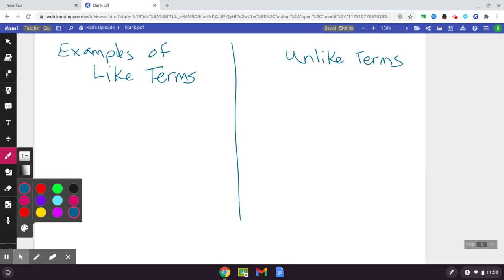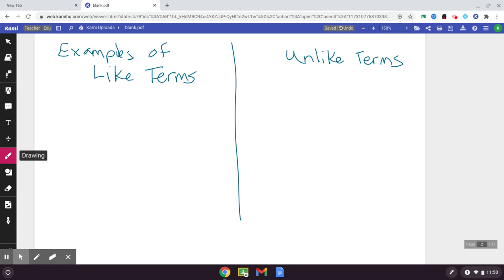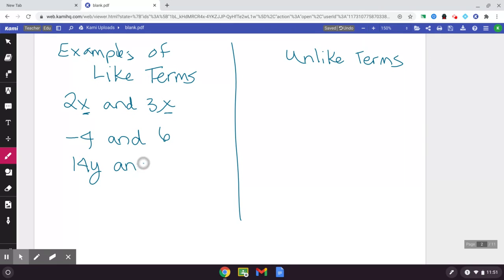Okay, so remember, like terms are when you have the same variable. So if we have 2x and 3x, that's an example of like terms because they both have that x. If you have a number by itself, they have no variable, so they're like terms. So like -4 and 6, those would be like terms. Another example would be like 14y and -6y. They both have the variable of y. They're both connected to that y with multiplication. So 14y and -6y would be like terms.